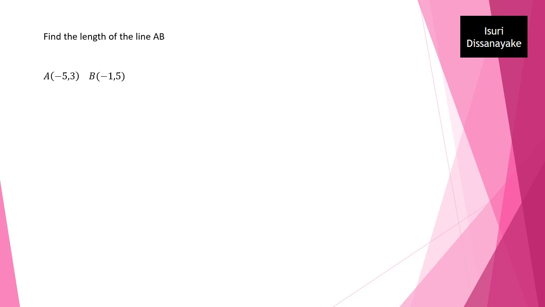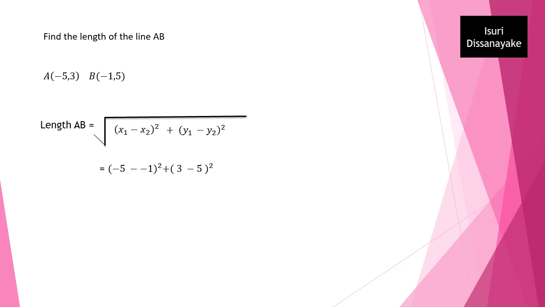Find the length of the line AB. Point A is minus 5, 3. Point B is minus 1, 5. So we are going to find the length AB. This is the formula. We are going to substitute the values. That is, x1 is minus 5 and x2 is minus 1.